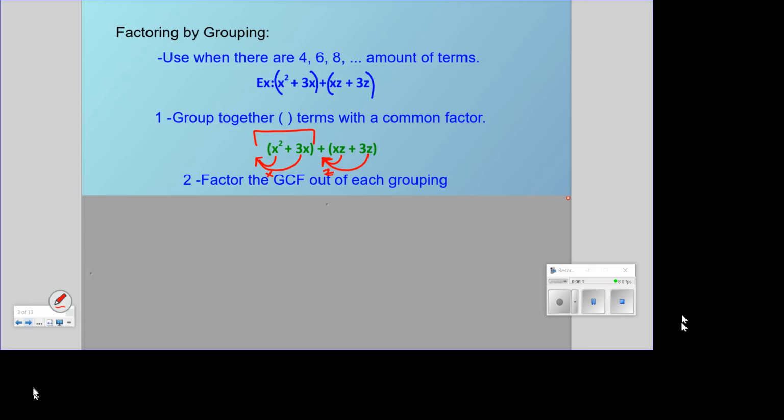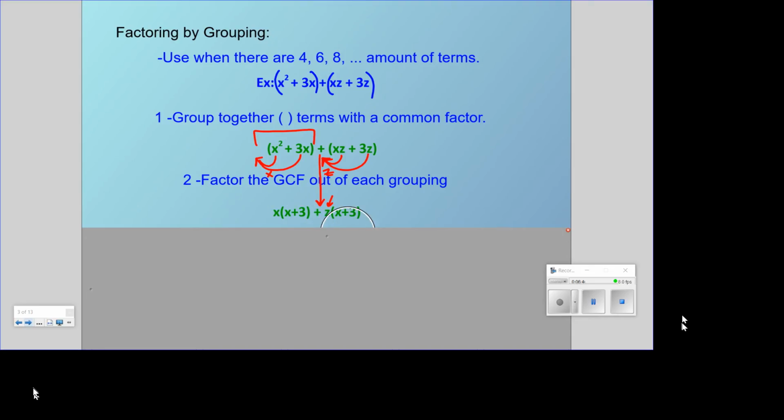So what we're going to do is rewrite each of these so that I've pulled the x out and I leave in parentheses what's left after we divide that common factor out of the first 2 terms. Keep your plus sign in between and then write the GCF of the second 2 terms, the z, and in parentheses, leaving what is left once we divide z out of each term.